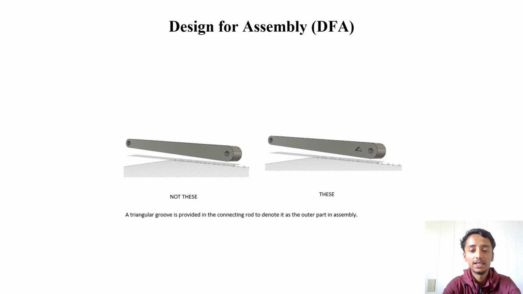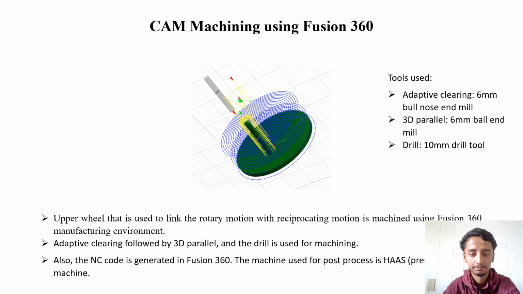Also, design for assembly is used so that we fit the product's components in the product correctly. Like when we use the connecting rod, it is the same from the front and the back view, but when we use a triangular groove in the front view, we can denote it as the front part of the assembly. And for the mechanism, we have just created a sample of the mechanism. We haven't machined the whole components, but we have used only the larger wheel in our machining.